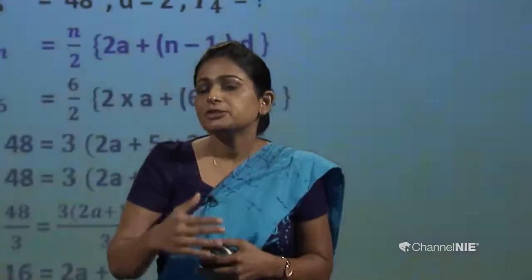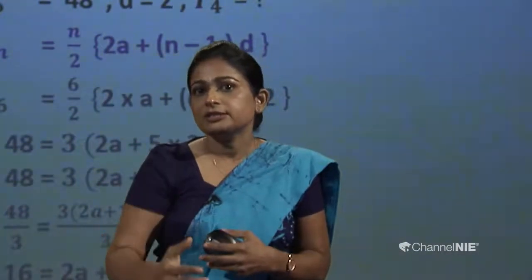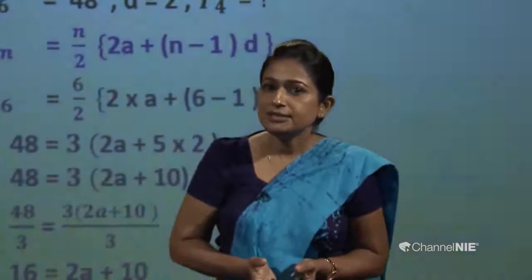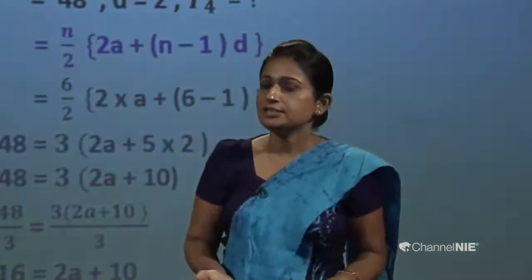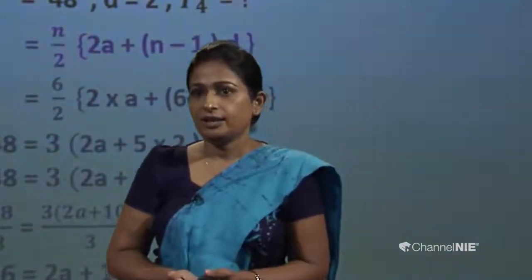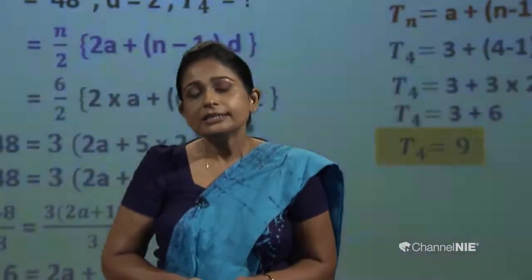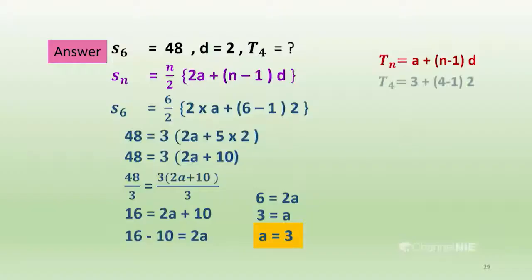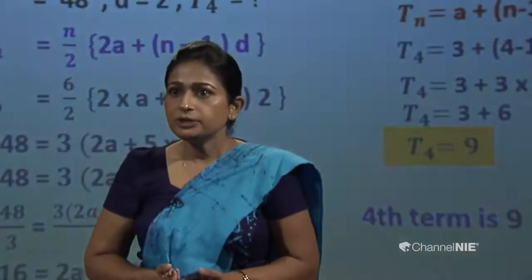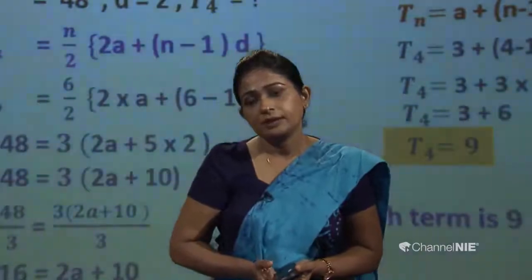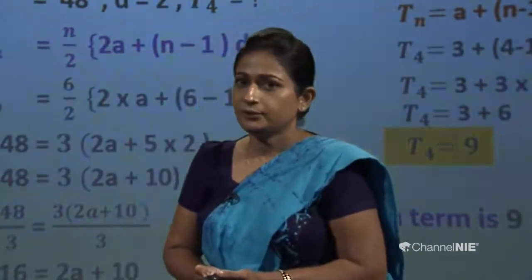Okay, we can substitute those values into the general term Tn equals a plus n minus 1 d, then you can find any term. Here we are going to find T4. Tn equals a plus n minus 1 d, we substitute them and we get T4 equals 9. We found the answer for the relevant part. Okay, let's do another one here. Fourth term is 9.